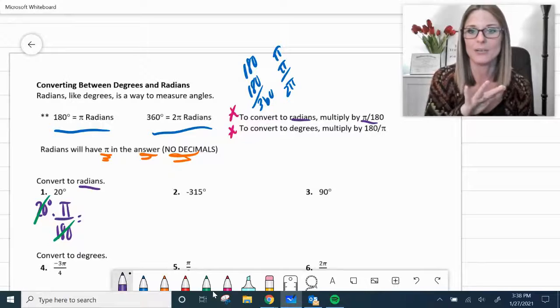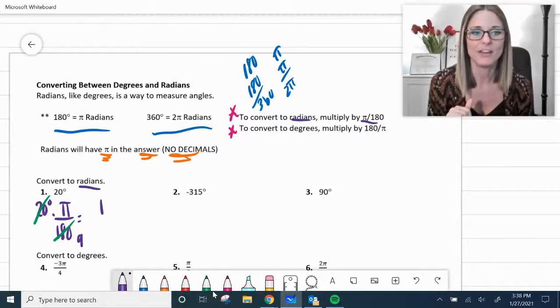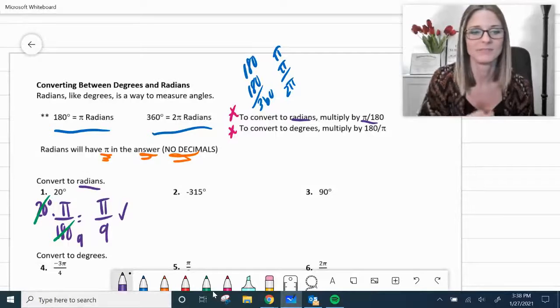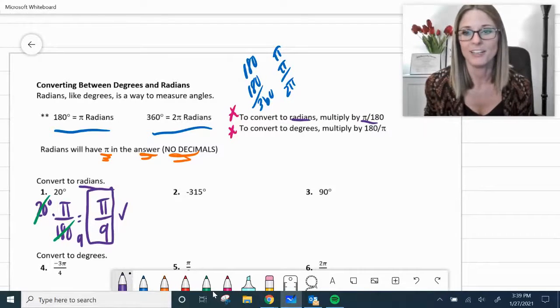So we're going to simplify 20 and 180, and they reduce to 9. And so we just have pi over 9 radians. Final answer. Number 2, we're going to convert negative 315 degrees to radians. You can do negatives too. We're going to multiply by pi over 180, so I want a pi in my final answer.